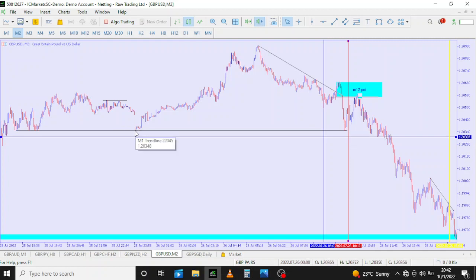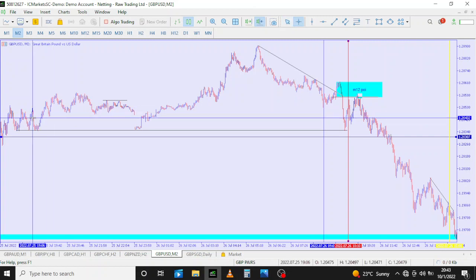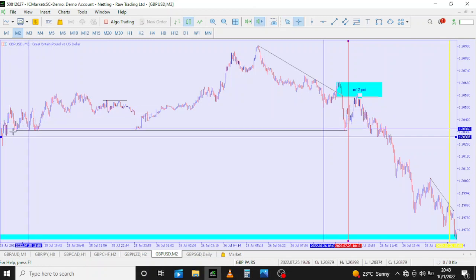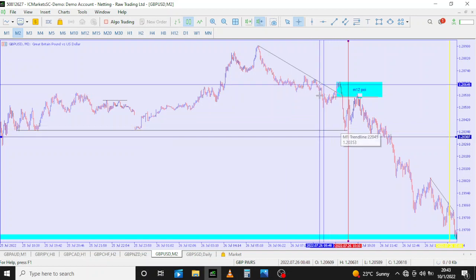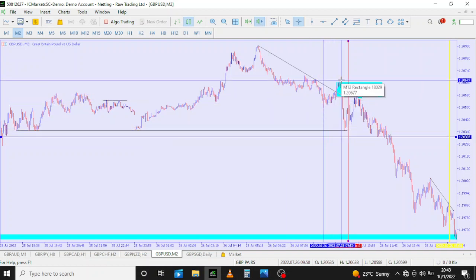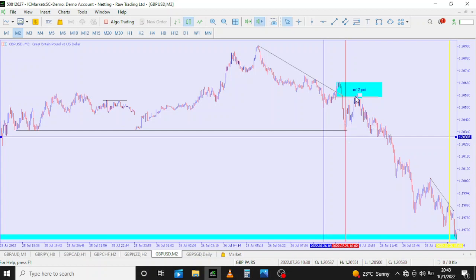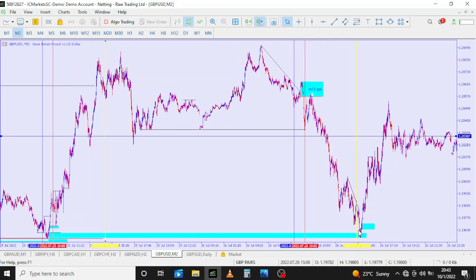Remember, hours earlier from yesterday, New York swept this liquidity, and the Asian session continued to create another liquidity, and Frankfurt Open manipulated this liquidity, and London Open exactly created these equal lows and mitigated this point of interest, and it continued to the downside, manipulating this liquidity, the Asian session liquidity, and went on to the downside.